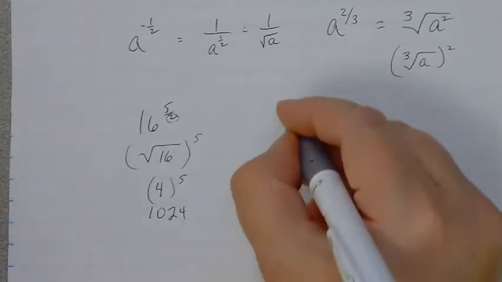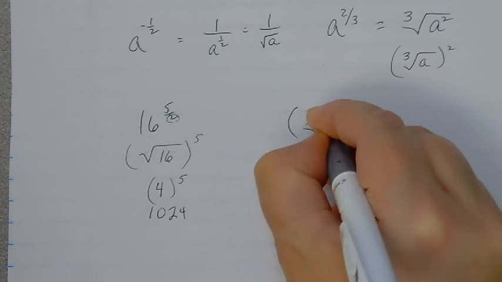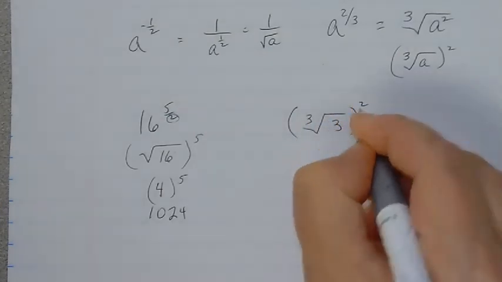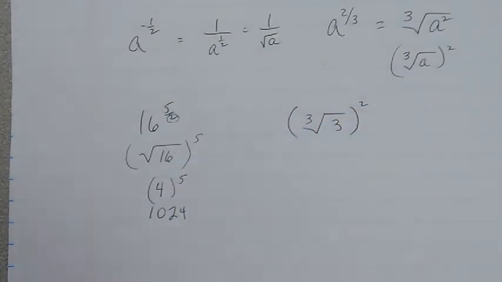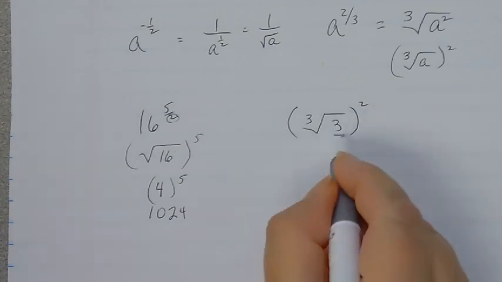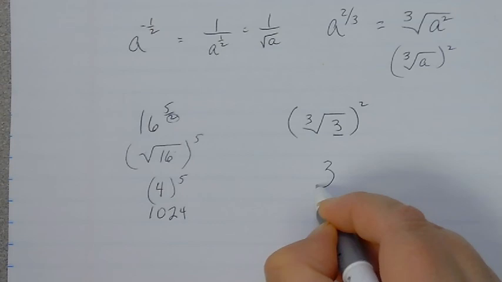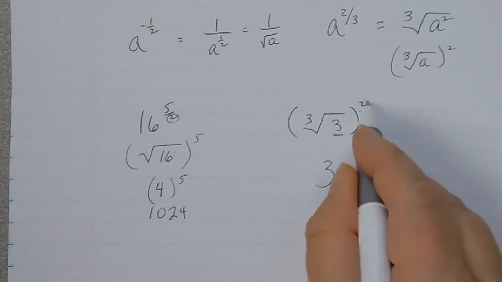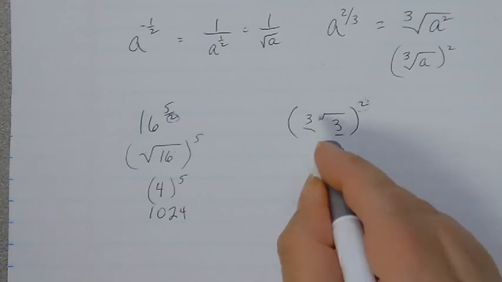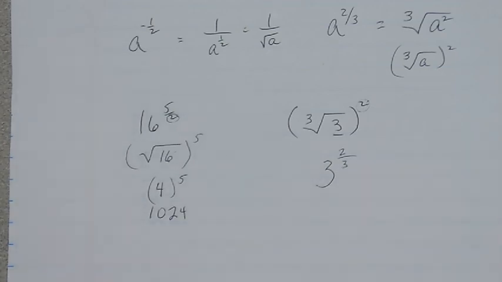Let's do another one like that. What if it said cube root of 3 squared? So this is going to be the base number if I turn it back into a fraction. So it's going to be 3. The exponent is the numerator, and the index number is the denominator. So 3 to the 2/3 power is the same thing as the cube root of 3 squared.